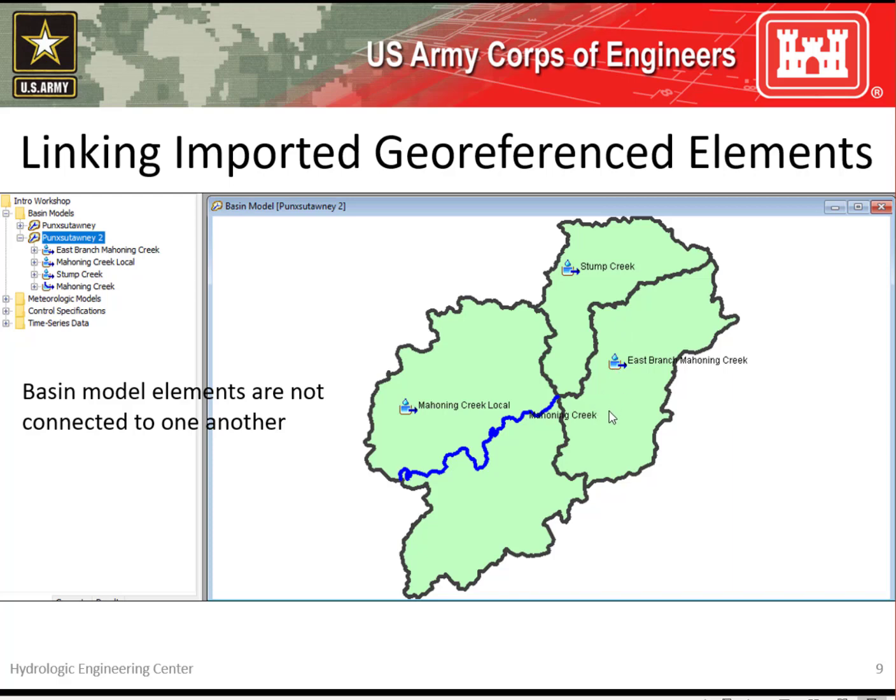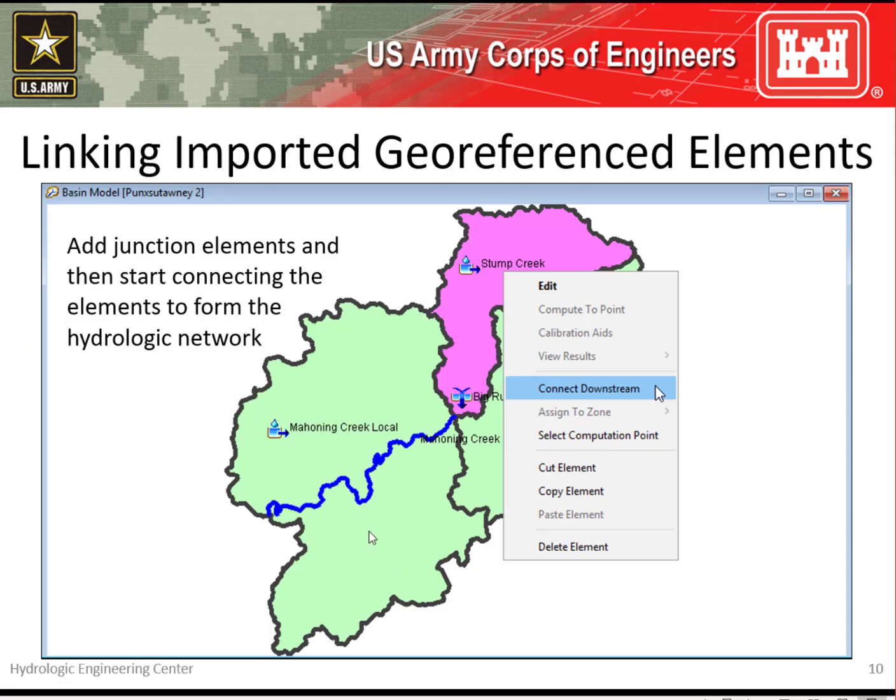You could link the subbasin elements to this reach element and then add a sink element, or you could add a junction element right here, link the two subbasins to that junction element, and then link the junction element to the reach element, and so on. The process to do that is you would add those elements and then use the right-click option on top of the element in the basin model map and choose Connect Downstream. Then you can use the mouse cursor to select those downstream elements to establish the linkage from upstream to downstream.